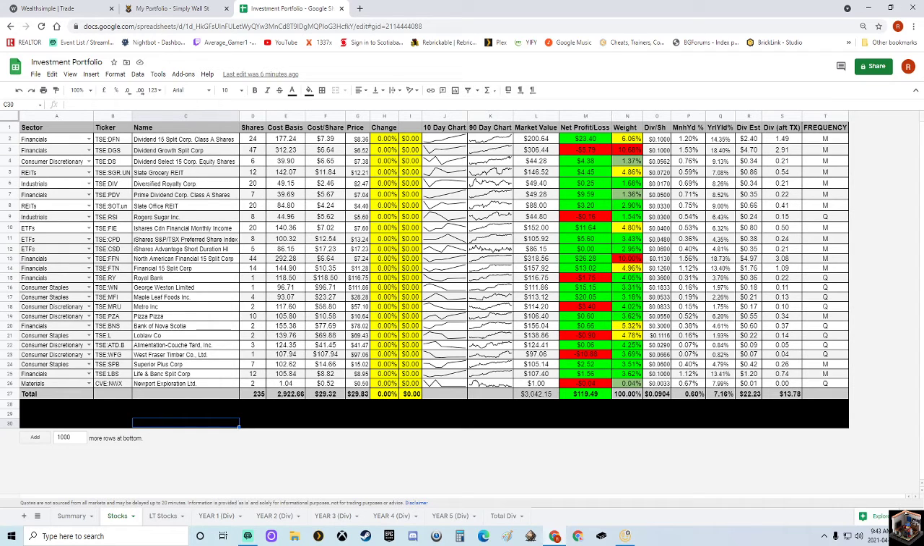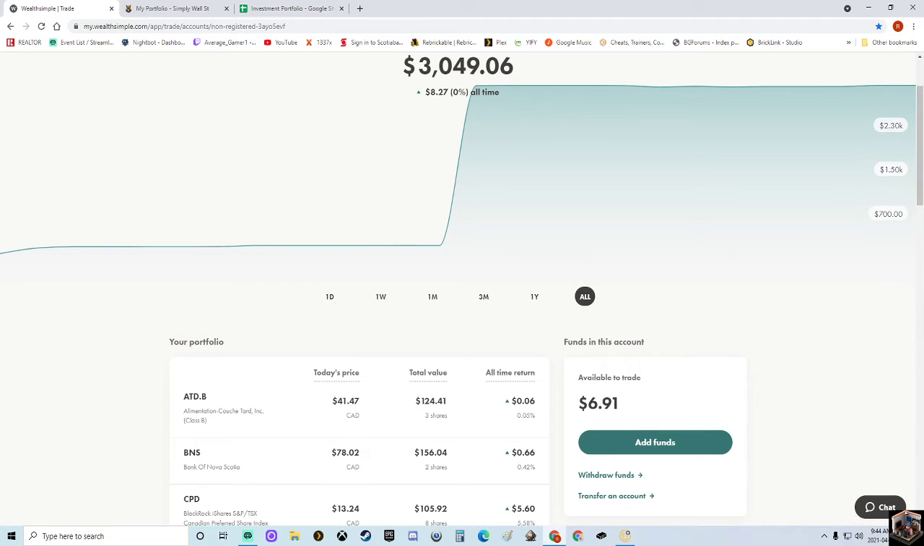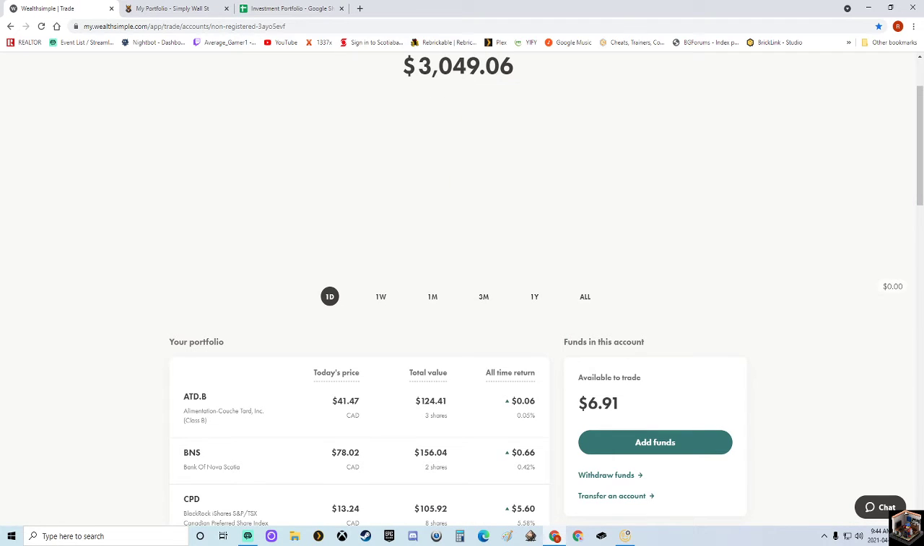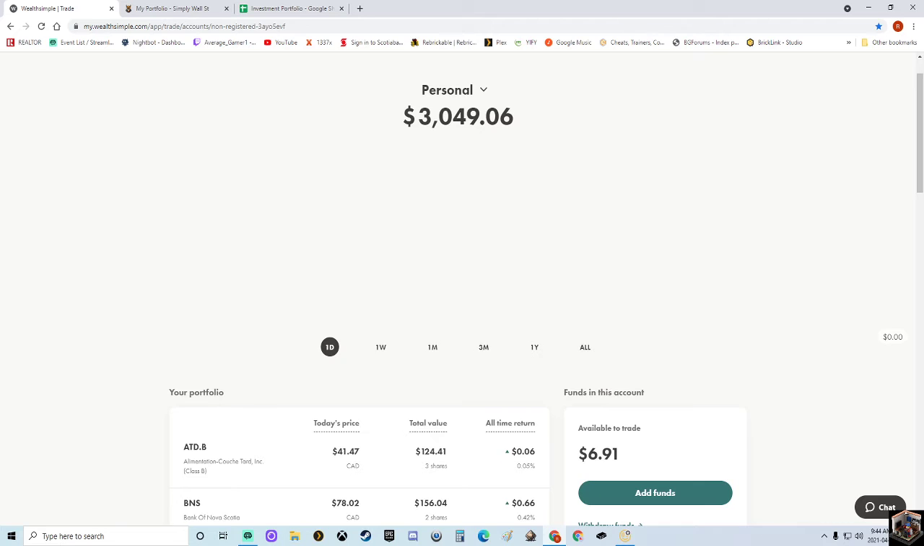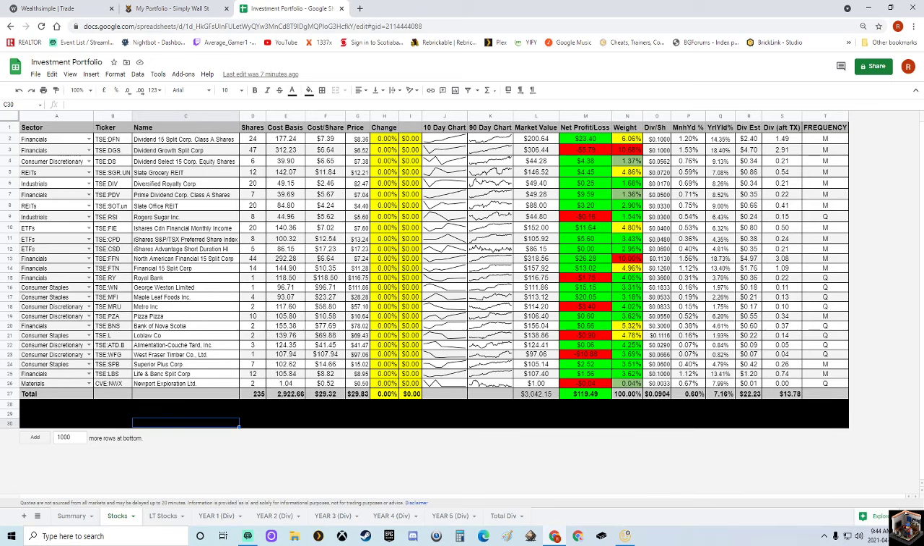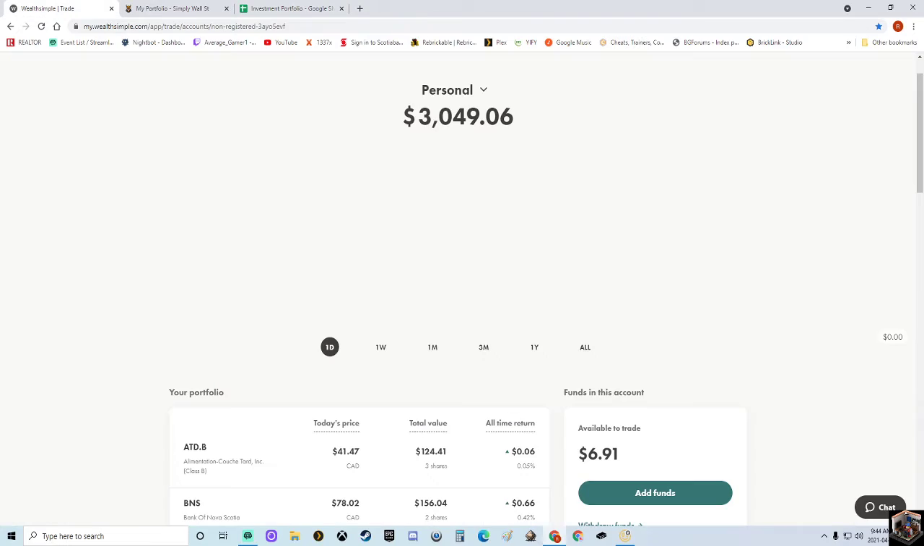The market hasn't opened yet. Actually, it just opened 13 minutes ago. But nothing is updated yet. It takes 20 minutes to update. That's why you might see this tick today already, but I think it's a little bit behind here. You'll notice also there's a difference between the personal amount here, 3,049.06, and here, which is 3,042.15. That's because this includes the trade balance.